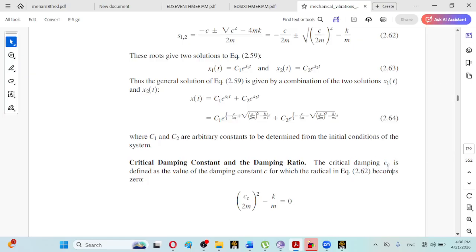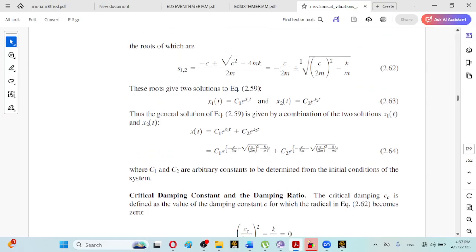How will we write it? Clearly, small letter c with subscript c is defined as the value of the damping constant c for which the radical in equation 2.62 becomes 0. So what is the definition of the critical damping constant? It is that value of the damping constant which makes the radical sign term in equation 2.62 zero, because this part specifies the nature of the roots.